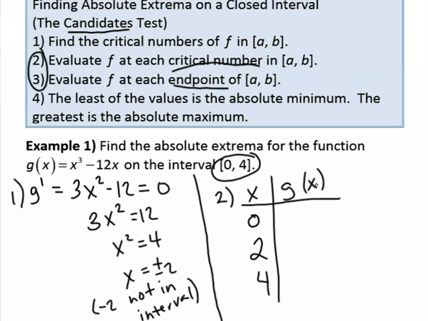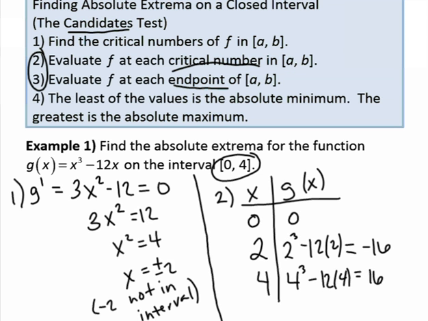And I'm going to evaluate g of x. G of x is x cubed minus 12x. So at 0, we just have 0. At 2, that's 2 cubed minus 12 times 2, or 8 minus 24, which is negative 16. And when we evaluate at 4, we have 4 cubed minus 12 times 4, which is 64 minus 48, which is positive 16. Okay, so then that's steps 2 and 3.